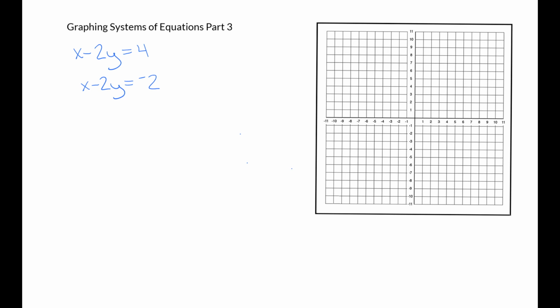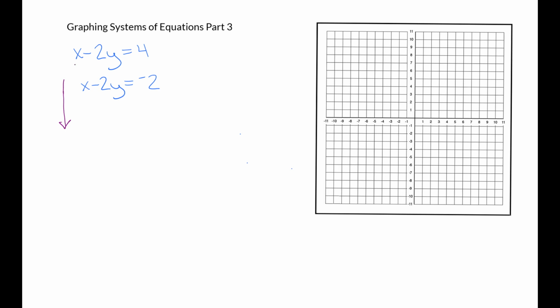This is the last problem I'm going to do for 6-1 graphing systems of equations. The problem is x minus 2y equals 4, and the second equation is x minus 2y equals negative 2. So you have to see what they look like. So the first thing that I'm going to do is put the first equation that they give me in slope-intercept, which is y equals mx plus b.